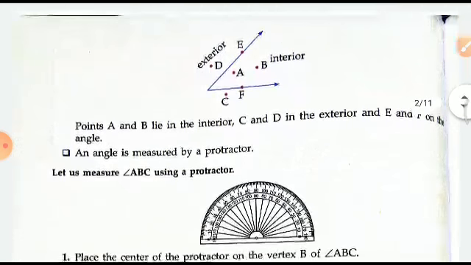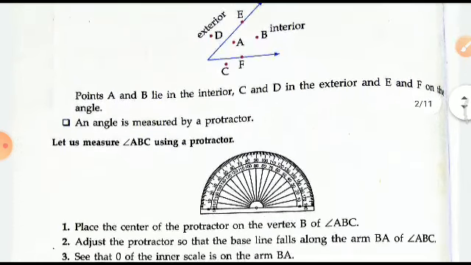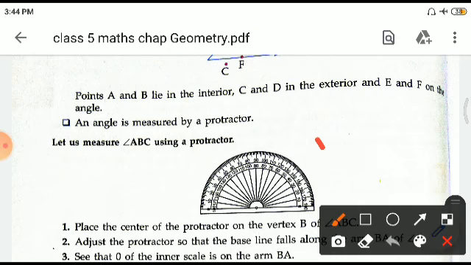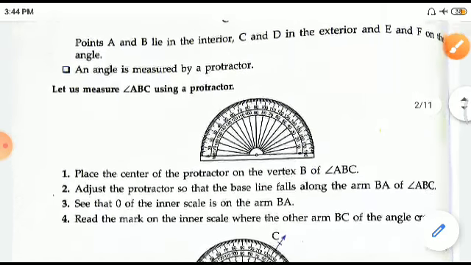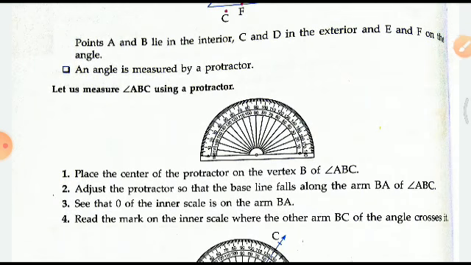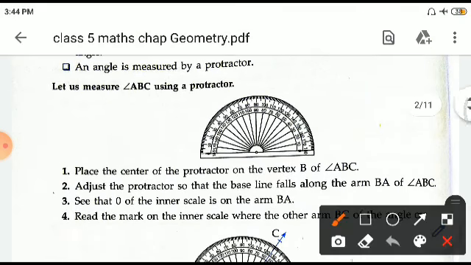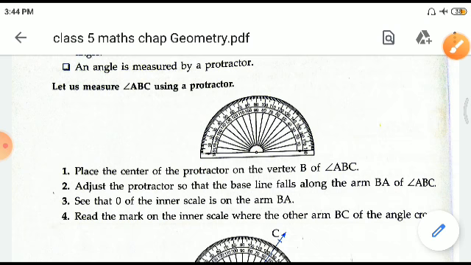The angle is measured by a protractor, which is like this. It's there in your geometry box. If you open it, you will find this instrument there. Now place the center of the protractor on the vertex B. This is the center, see children, here, and this is the vertex. This is the line which needs to be put on the vertex of angle ABC. Then adjust the protractor so that the baseline falls along the arm BA of angle ABC.